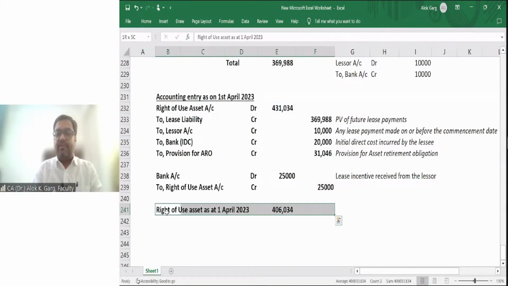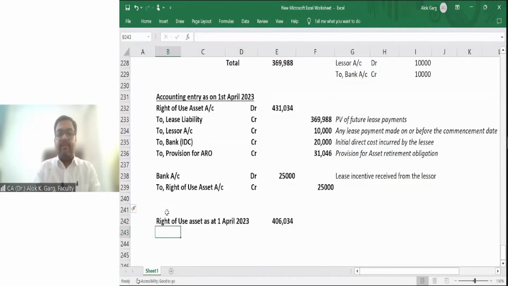I hope this is clear to you guys. Is that clear now? Yeah. Kirti, is that clear? Jigar, is that clear?